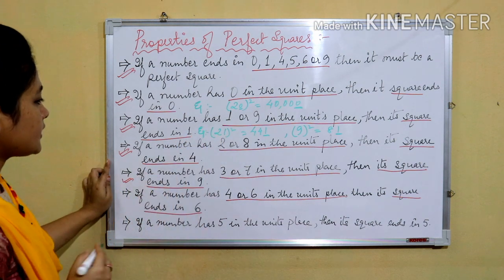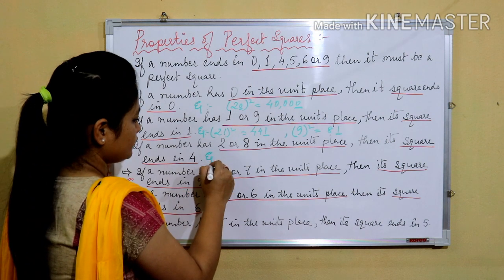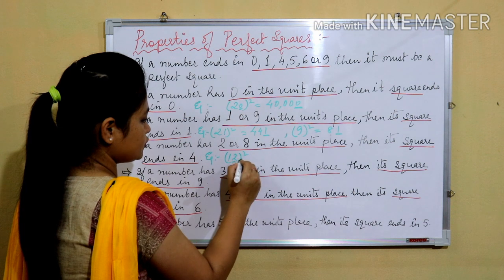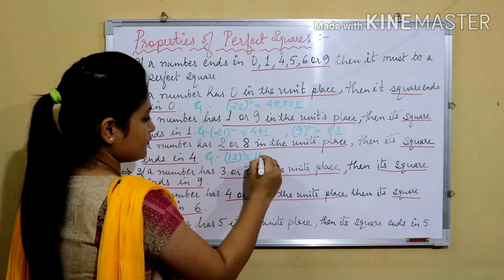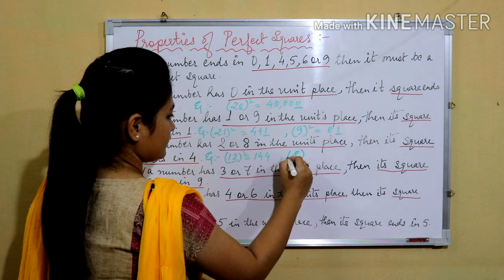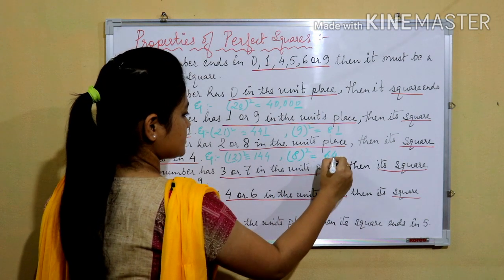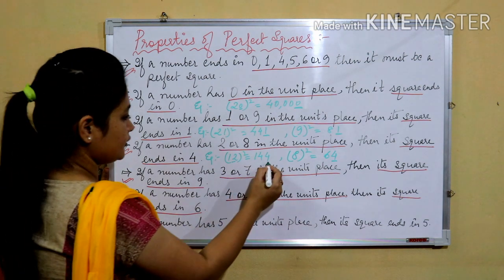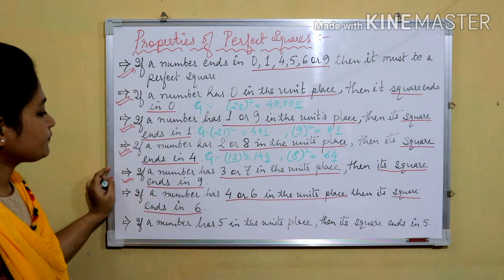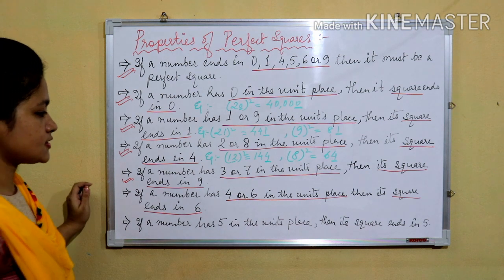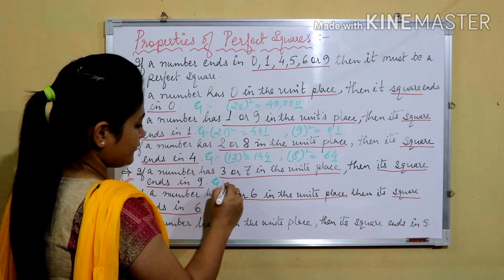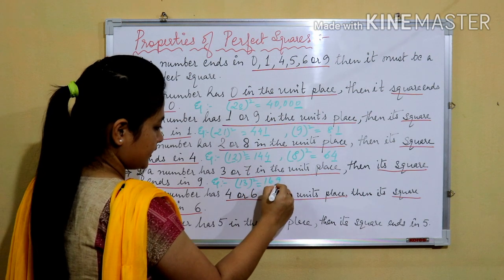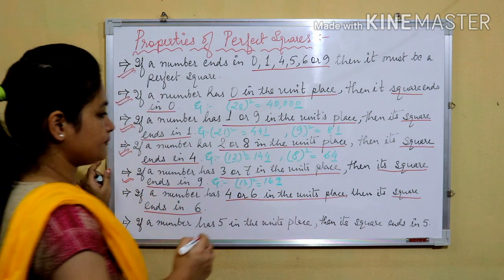Same way, if the number ends with 2, for example, 12 ends with 2, 12 square gives us 144. 8 square ends with 64, so the unit place is 4. It ends with 4. Same way, if a number has 3 or 7, for example, if I take 13, which will be 169, so it will end with 9.